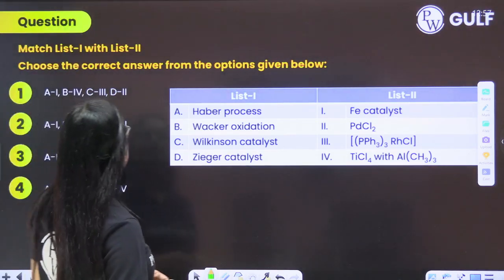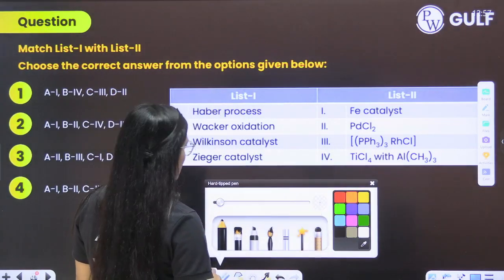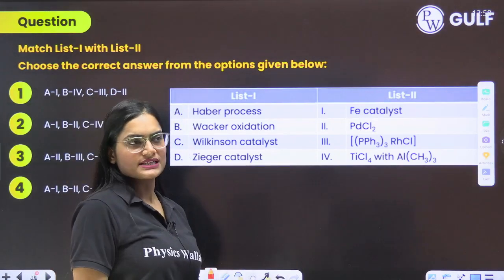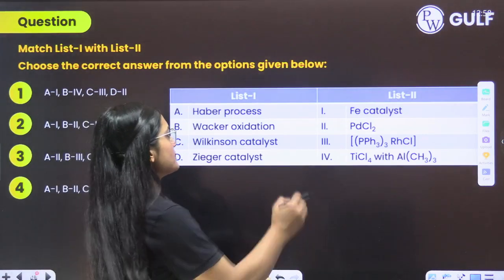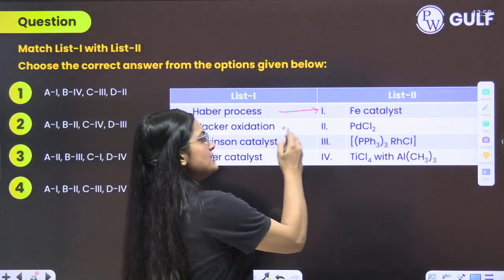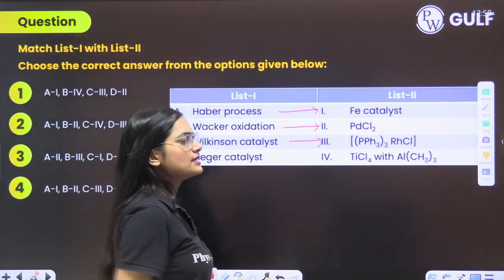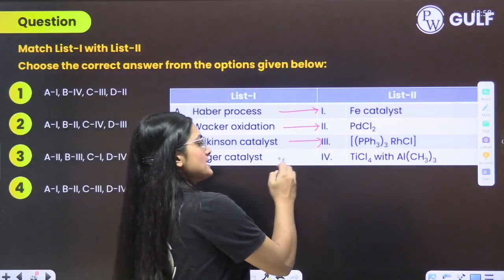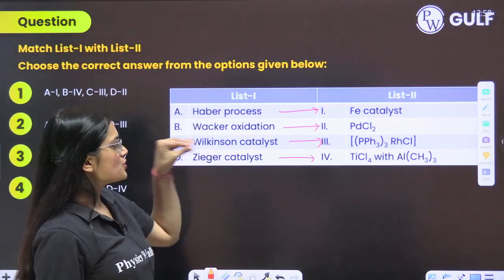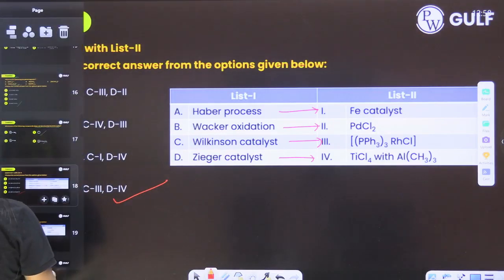Match list 1 with list 2. Choose the correct answer from the options given below. In this question, Haber process, that is used for the preparation of ammonia. Nitrogen reacts with hydrogen to form ammonia, where we use iron as a catalyst. In Wacker oxidation, we use PdCl2 as a catalyst. In Wilkinson catalyst, we use PPh3 RhCl, rhodium chloride. Ziegler-Natta catalyst is TiCl4 with trimethyl aluminium. So here all the options are matched. So A1, B2, C3, D4, option 4th is the right answer.